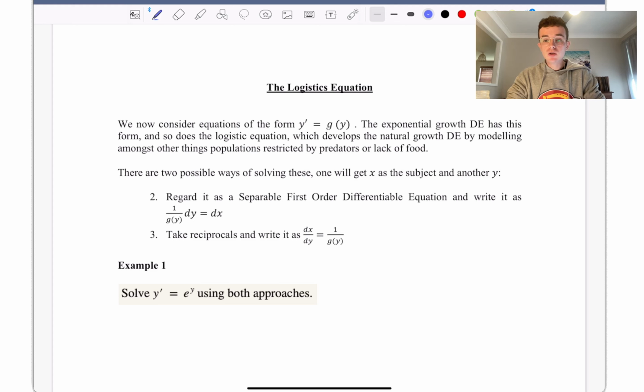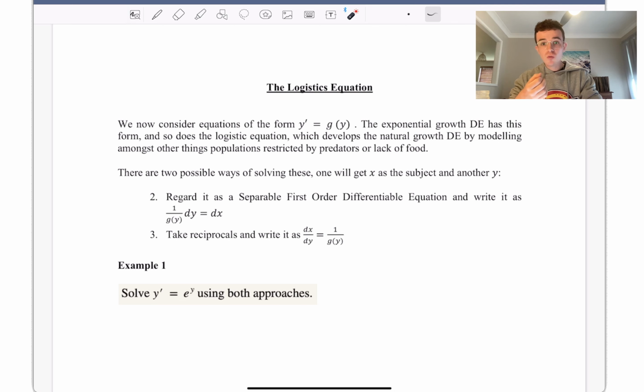Okay, today we're going to have a look at the logistic equation. Now the logistic equation is an equation in the form y dash is equal to g of y. Very similar to our first order differential separable equations in the fact that it's y dash equaling something. The only difference with the logistic equation is that there's no x function, it's just g of y times 1. So you could say that x function in this question is 1, but it's not really there.